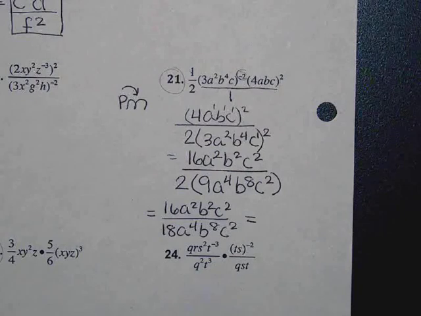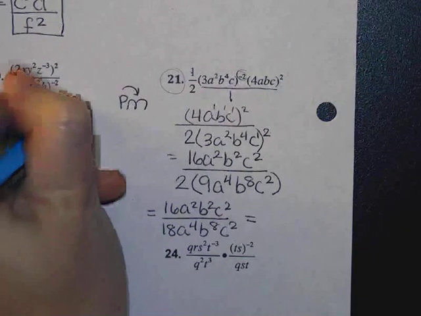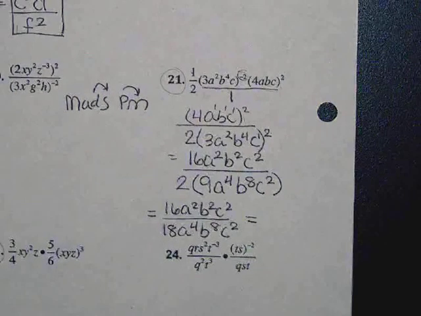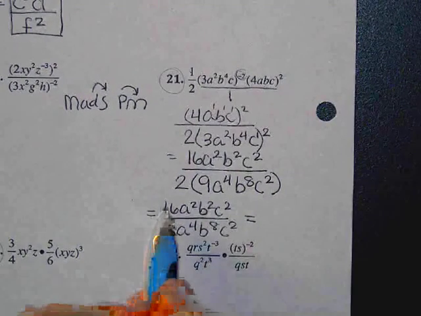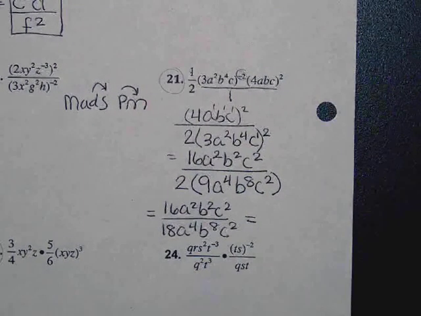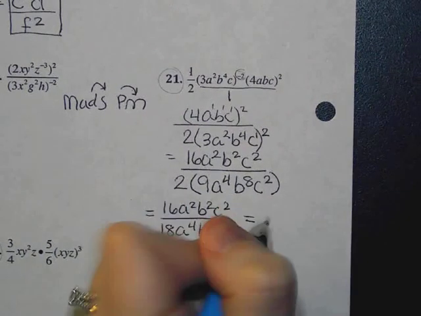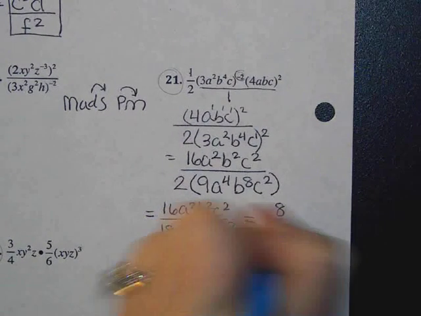All right, I've combined everything as much as I can until now. Now we can combine by using the division property. So in Maths PM, that tells me we're going to start subtracting our exponents and reducing the numbers. So 16 divided by 18, they're both divisible by 2. If I reduce that, that gives me a fraction of 8 over 9.